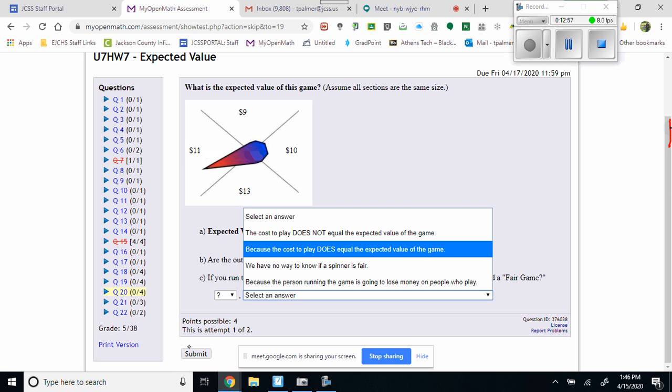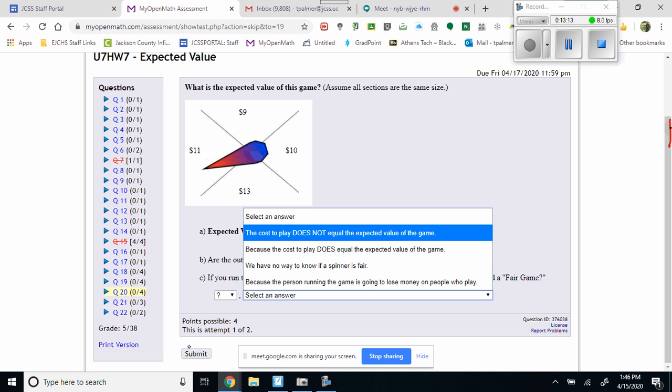This is not a fair game because the cost to play does not equal the expected value. Oh, yeah, does not equal. That one said does. It'd be the top one: the cost to play does not equal the expected value. Okay, that'd be why it's not a fair game. If it does, then it's a fair game, right? Okay. All right. Any questions?